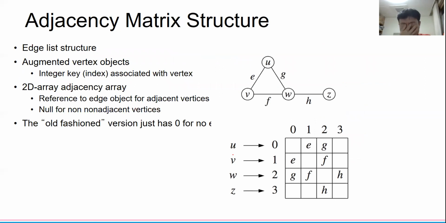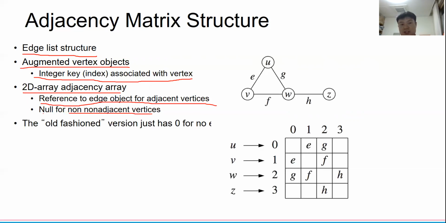We can also turn this graph into an adjacency matrix structure. What is the adjacency matrix structure? It is an edge list structure that augments the vertex objects, and it is a kind of two-dimensional array, which we call the adjacency array. The augmented vertex object holds the integer key associated with the vertex, and the two-dimensional array holds a reference to the edge object for adjacent vertices, and it is null if the vertices are non-adjacent.